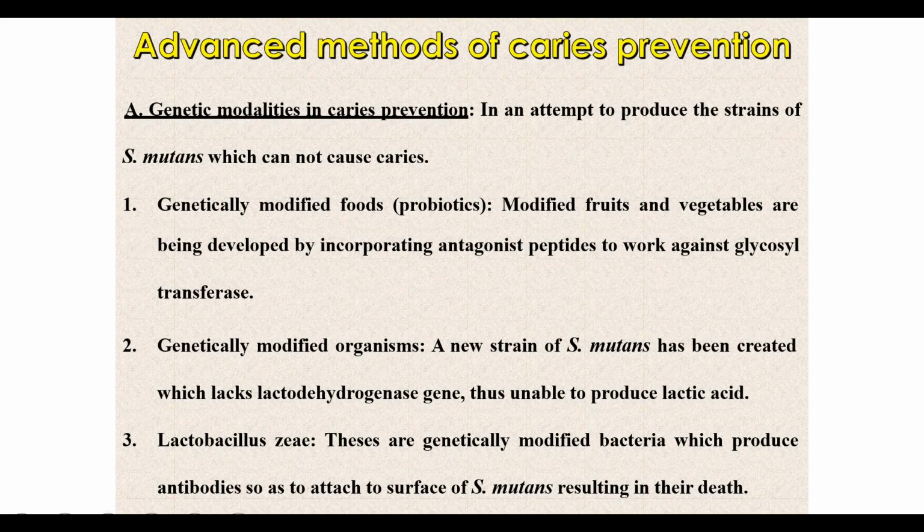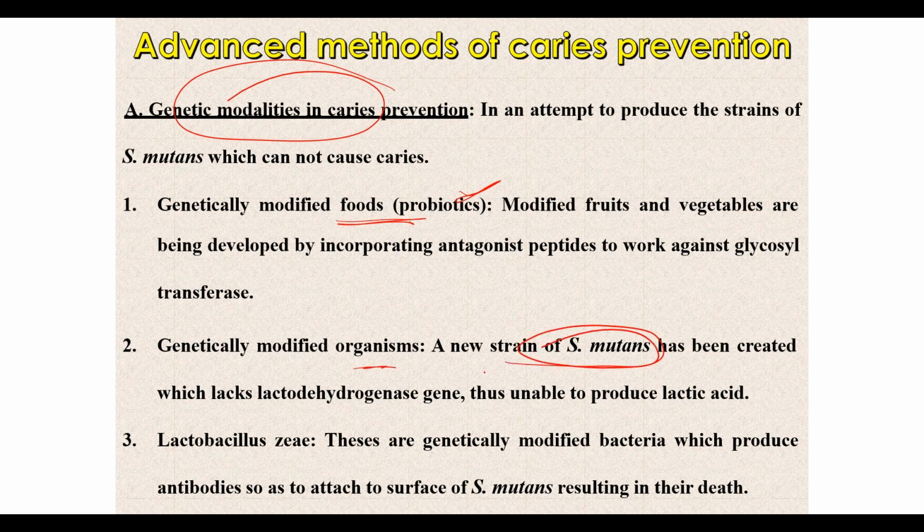Now, advanced methods, which involve genetic modalities. So we can genetically modify our foods. We can give probiotics, genetically modified organisms. A new strain of Streptococcus mutans has been created, which does not ferment the carbohydrate, so lactic acid is not formed; it is unable to produce lactic acid. Lactobacillus Z: these are genetically modified bacteria which produce antibodies against the Streptococcus mutans and kill them.